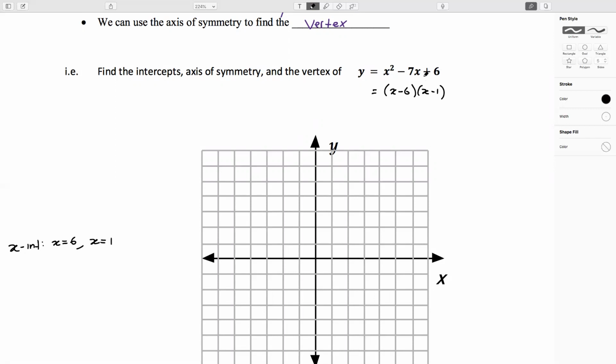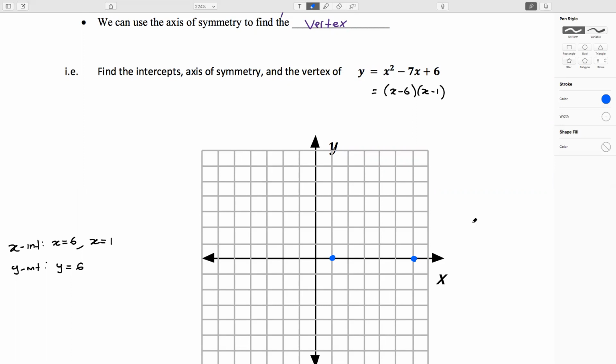We also know our y-intercept, and that comes from the constant. Our y-intercept is at y equals 6. So we've got two of the pieces of information. The axis of symmetry is halfway between 6 and 1. So we could plot these points. Actually, we might as well fill these points in. Let's use a bright color. Let's use this blue. So we've got 1 and 6.